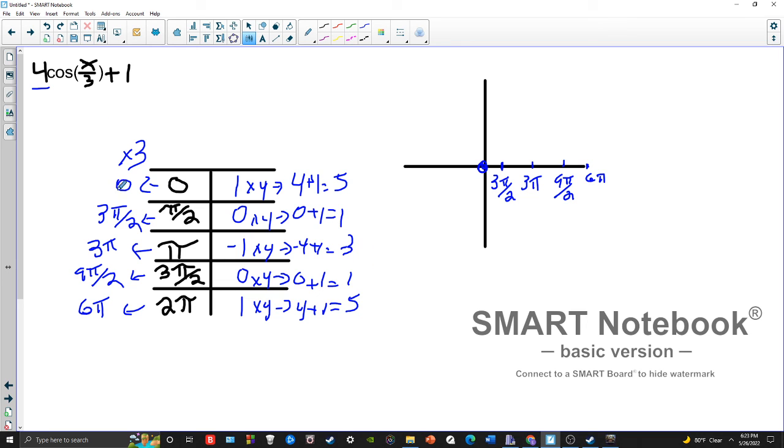So how's this going to look? Well, my first point is going to be 0, 5. So 0 all the way up here at 5. My first point. Then it's going to be 3 pi over 2 and 1. We'll put that 1 down here.